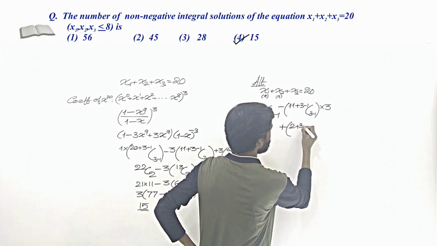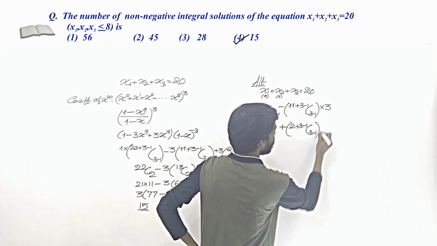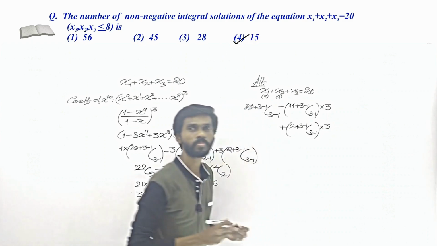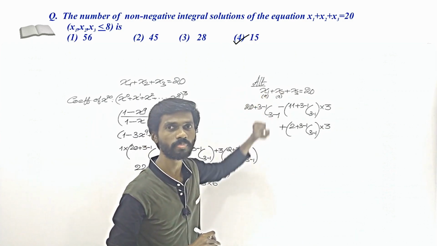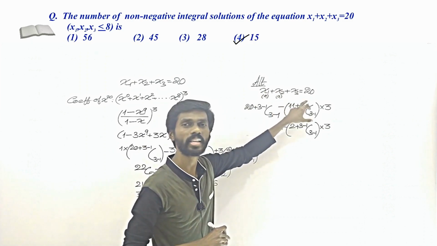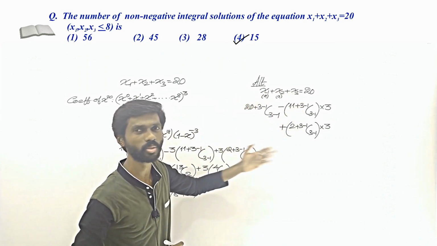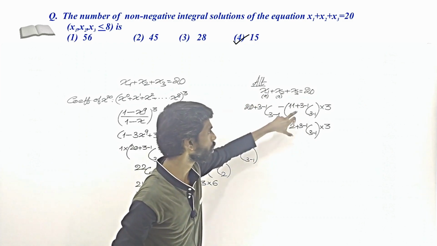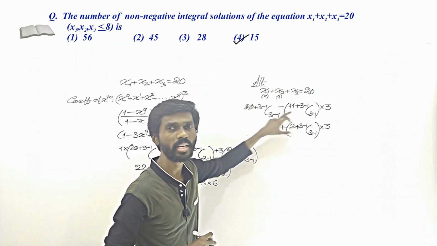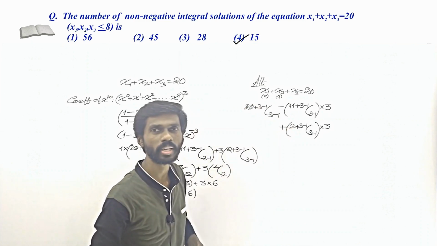2 plus 3 minus 1 C 3 minus 1, and that one is also multiplied by 3, because the numbers which exceed 8 can be either x1, x2, or x2, x3, or x3, x1. There are 3 cases, or 3C2. So this is the number of cases in which two numbers exceed our limit, and before that, the number of cases in which one number exceeds our limit. If we subtract these from the total, we'll get our required answer.